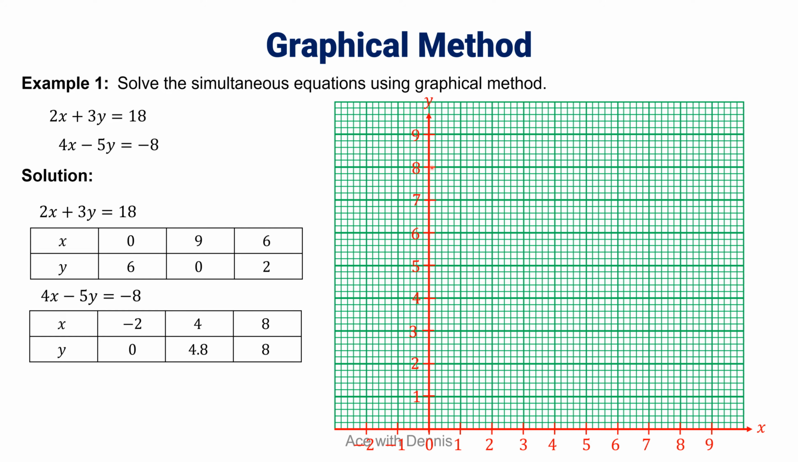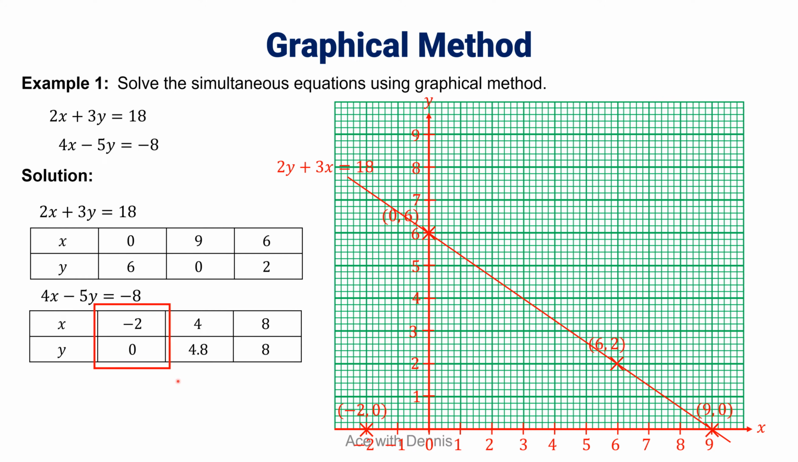After that, I can start to plot the graph. The first point here, (0, 6), is here. The second point, (9, 0), and the third point, (6, 2). Then take a ruler and join these 3 points together to form the graph of the first equation, which is 2y + 3x = 18.